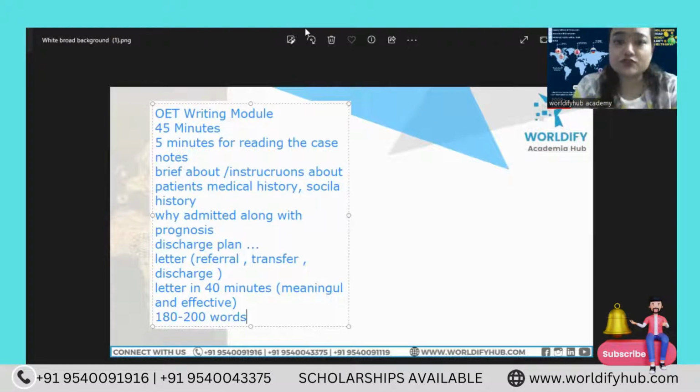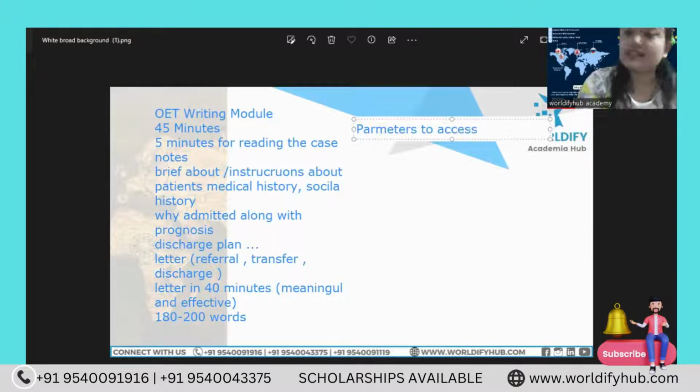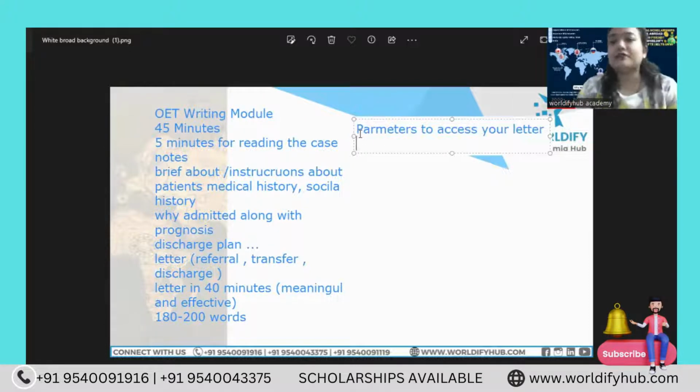So let's come to some other parts here: what are the parameters exactly used to assess or examine your letter? Parameters are the criteria. All these things should be included in your letter to get a good score of B, B plus, or A, so more than B. The first parameter is your content.